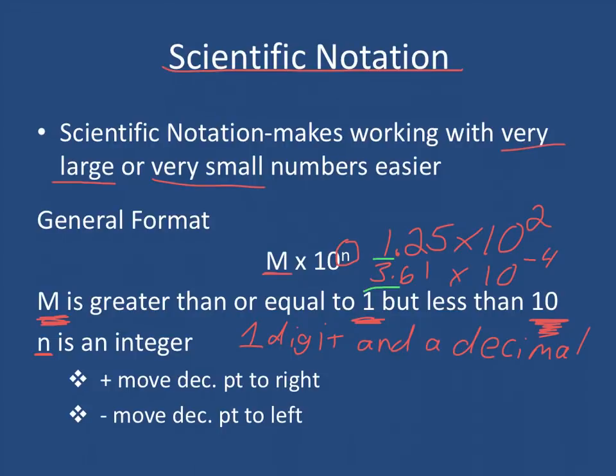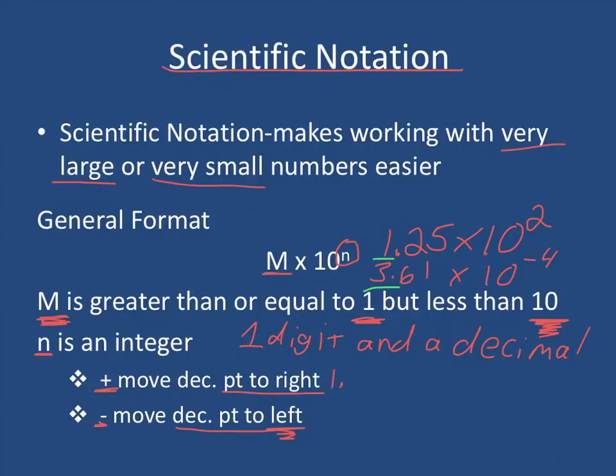And the easy way to get from scientific notation back to numbers that you know: if there's a positive n, you have to move the decimal place in the number before the times 10 to the right. If it's a negative n, you move the decimal point to the left.